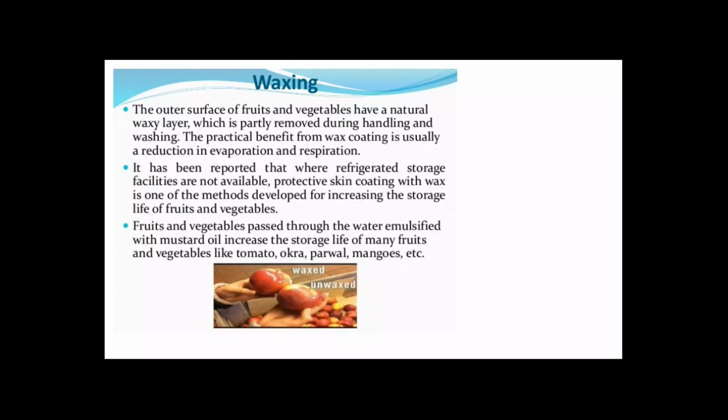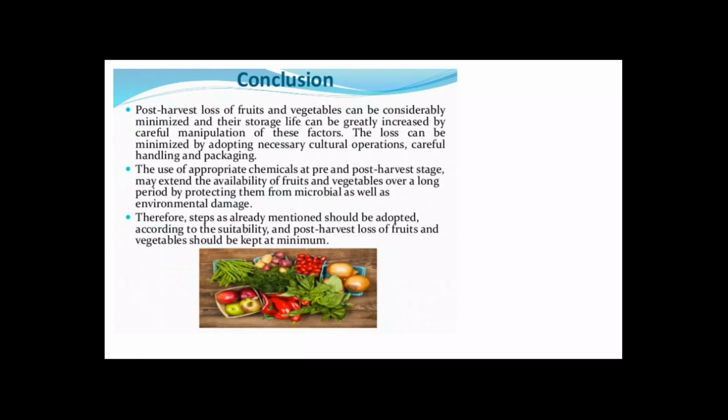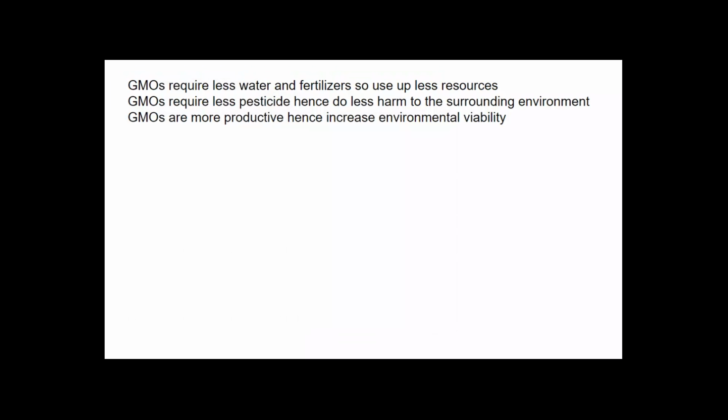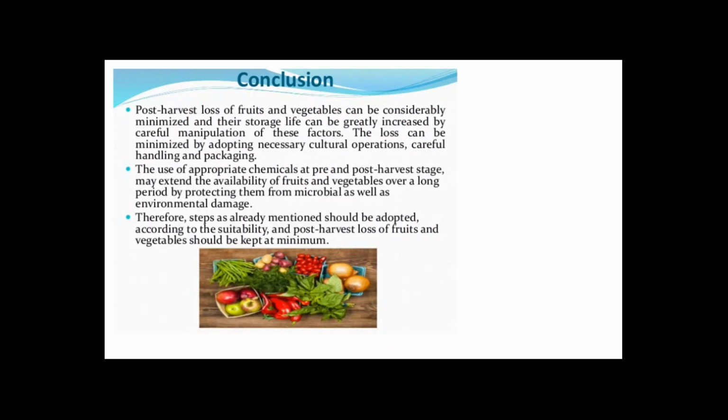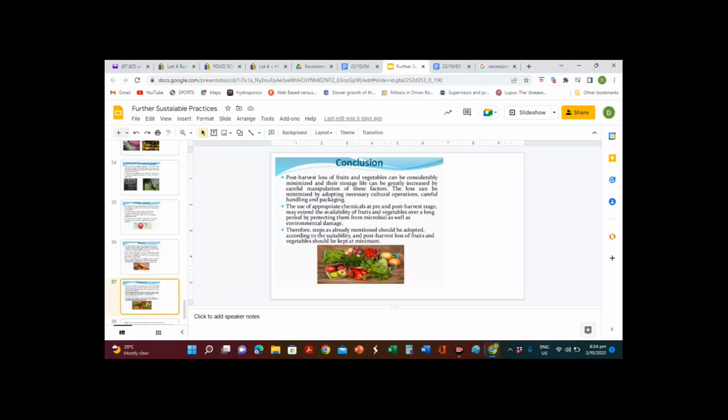And fruit and vegetables dipped in water emulsified with mustard oil increases the storage life of many fruits and vegetables, like tomato, okra, mangoes, etc. But what we do is we use mustard oil or some natural oil, and therefore it should not be harmful if consumed. And then we have a conclusion there. And when it comes to GMOs, we're going to talk about those in a later class.